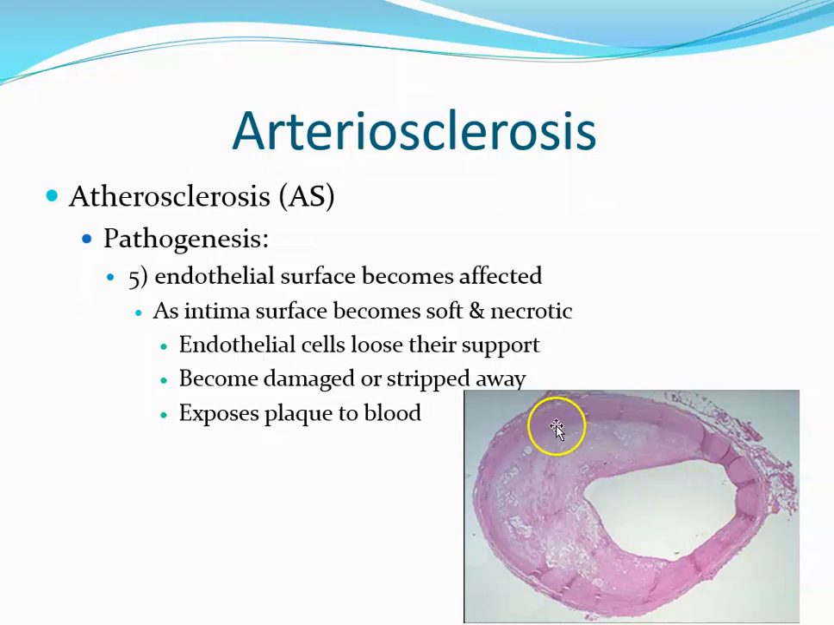The normal size of the lumen should be out here where this darker pink ring is. All of this area here, you can see the high concentration of foam cells, and this is how small the lumen has become as a result of this plaque.